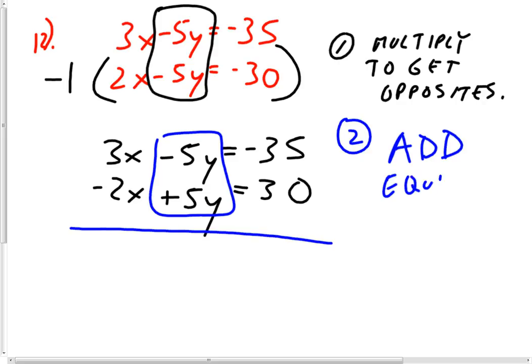Add your new equations. Put a big plus symbol over here. What's 2x plus negative 3x plus negative 2x? Negative 1x. No, just positive.